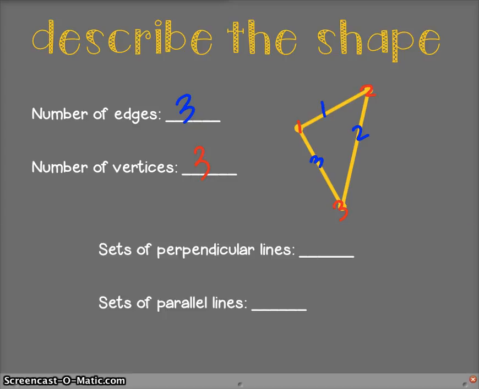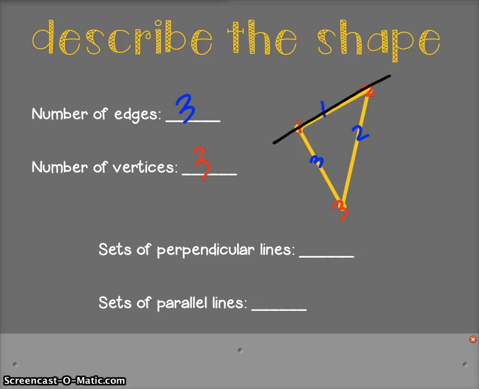What about for this triangle? How many sets of perpendicular lines do you see? Do you see any sides that are perpendicular to this side that would form a right angle? That's right, this one. That is the only set of perpendicular lines. What about parallel lines? Do you see any parallel sets of lines? Me either. There are no sets of parallel lines.